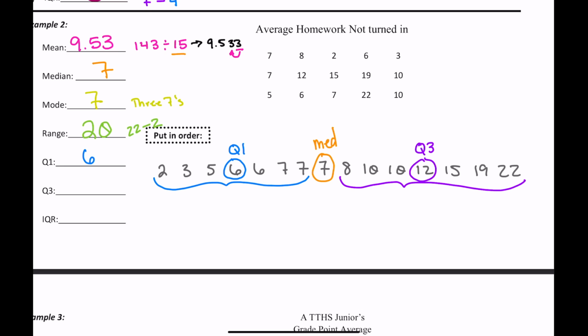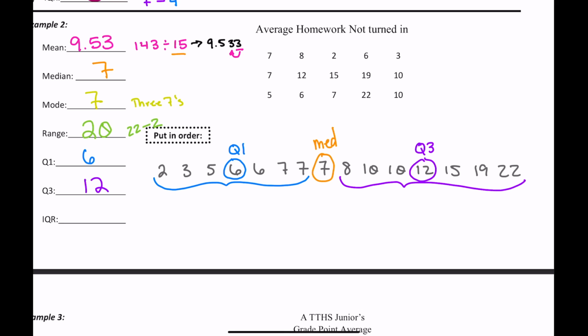How do I know? Well, let me show you. From my median till I get to that 12, there's 1, 2, 3 numbers, and then there's 1, 2, 3 after that. Because it's got the same on the left side and the right side, that means it is our number in the middle. So this is 12.